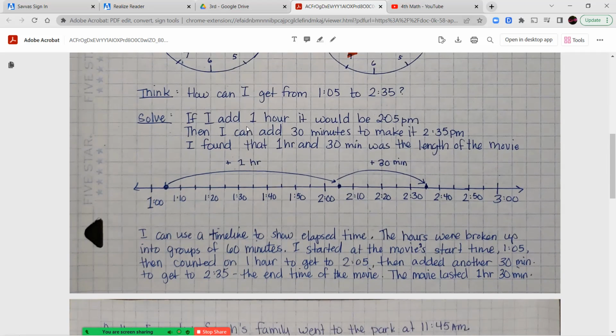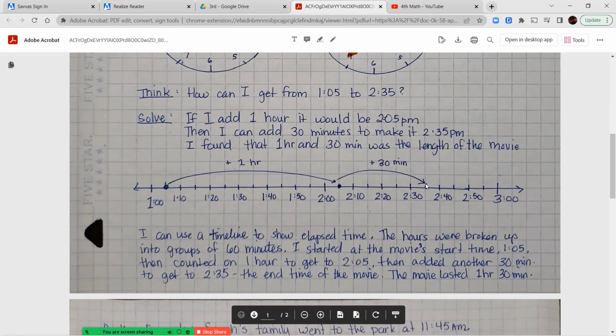Now I can use a number line to show this as well. So here's my 1 o'clock hour, here's my 2 o'clock hour, and I have it broken up into increments of 5. So 1, 1:05, 1:10, 1:15, 1:20, and onwards. So if my movie started at 1:05 and I added 1 hour, that would get me to 2:05.